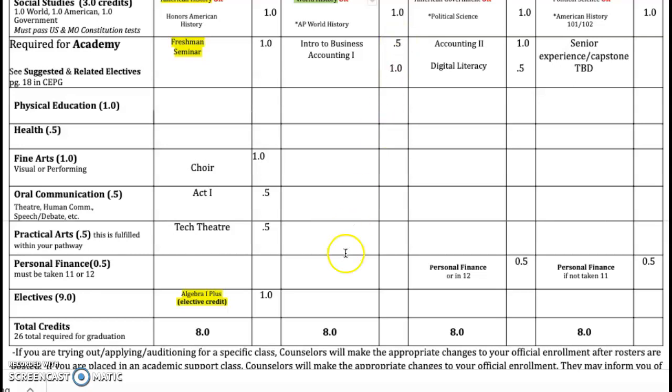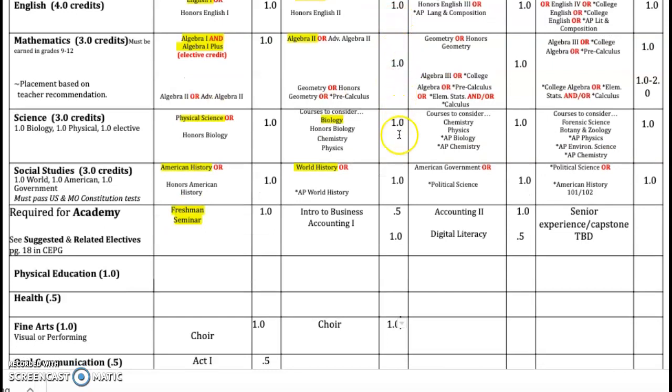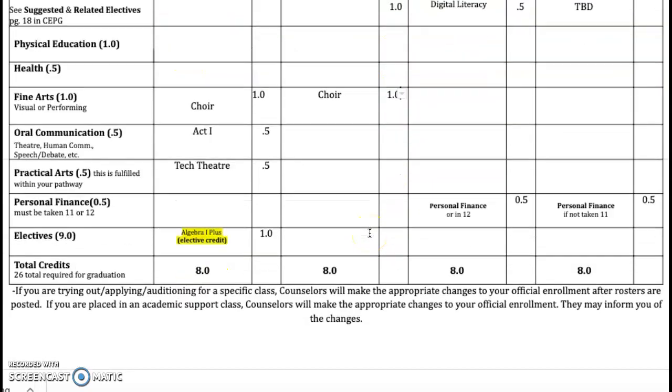So I've got 8 to spend, and I've spent 5.5. Well, I know that I want choir again, so I'm going to go ahead and fill that in. And so you might have classes now that you know that you want to take again next year as well. So you're going to fill those in the appropriate spot. So now I've spent 1, 2, 3, 4, 5, 6.5. I have a credit and a half left.